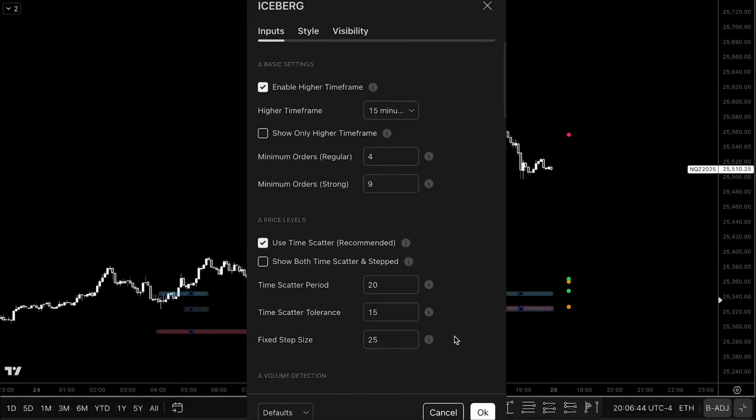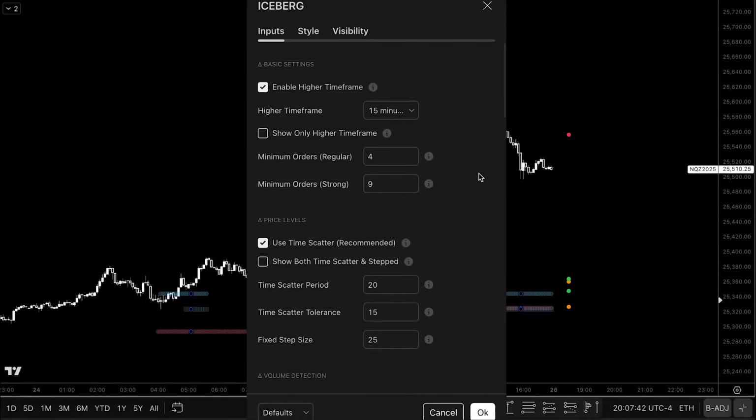This is also useful because we know that on specific assets, orders will be placed at round numbers, or even quarters. So you'll notice the way iceberg orders are represented in this tool, those zones are just as reactive, but time scatter mode is recommended because it's going to give you much more precision and realistic levels based on the order books.